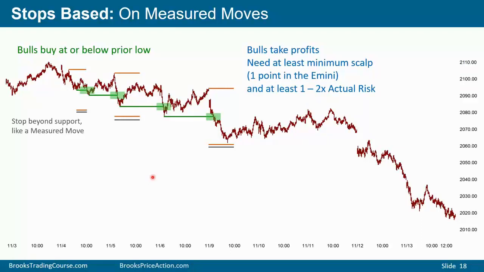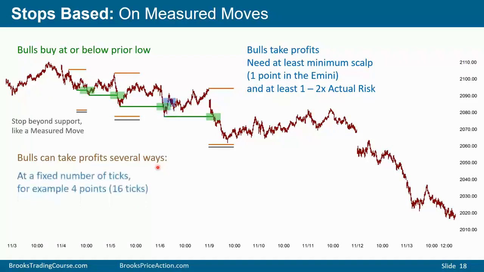If you're scalping longs in a bull trend, you should always go for at least a minimum scalp. In the E-mini, a minimum scalp is 1 point, and you should also be going for at least twice your actual risk. If a trade is high probability, you can scalp out at 1 times your actual risk. Some bulls will take profits at a fixed number of ticks, like 4 points, 16 ticks, buying here, getting out there.